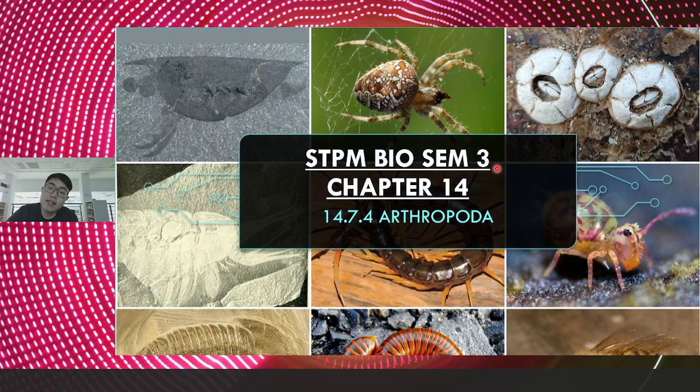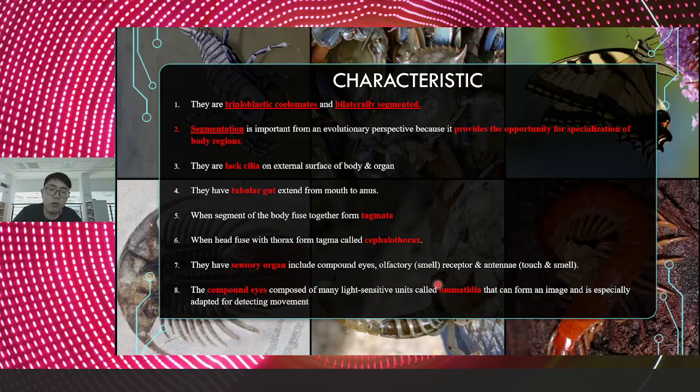If you see this background picture, you already know what kind of species are under Arthropoda. You see the spider, and then the centipede. These are all under phylum Arthropoda. And also if you see the scorpions, butterfly, insects, they are all under Arthropoda.